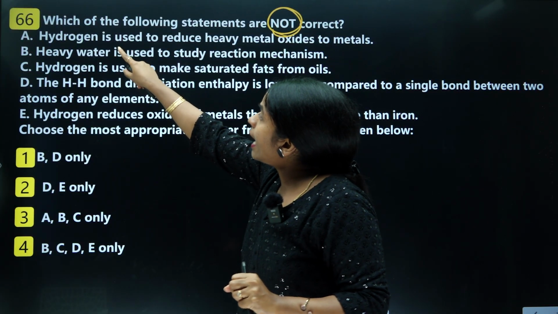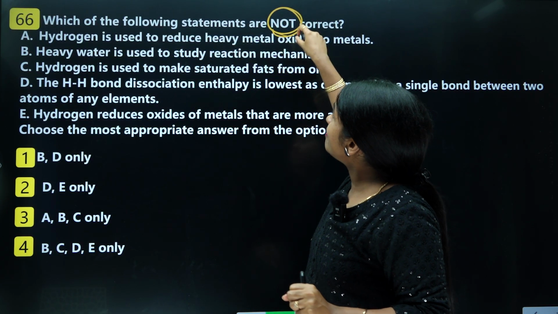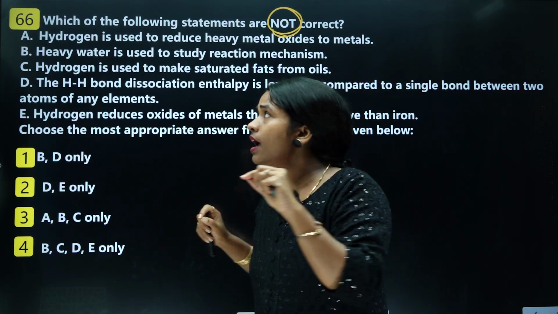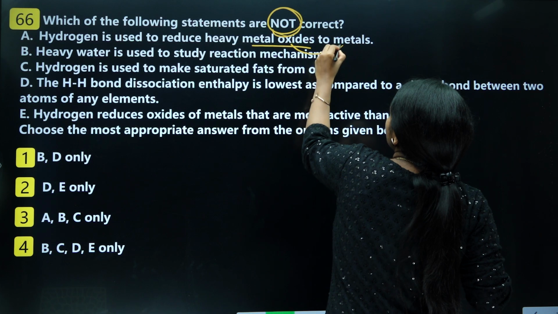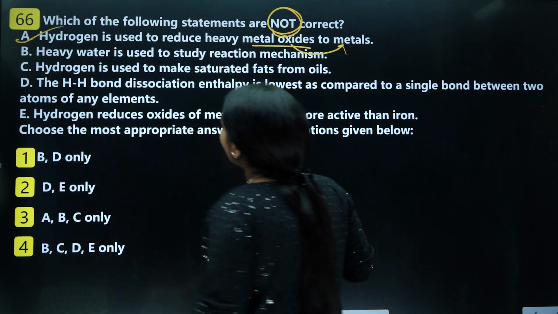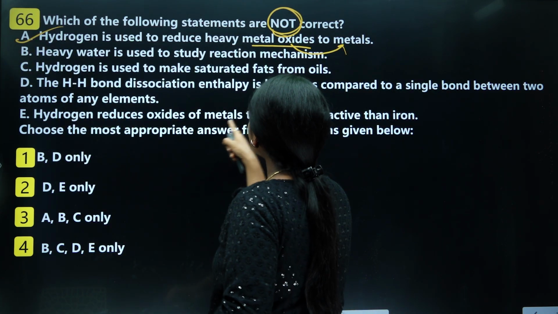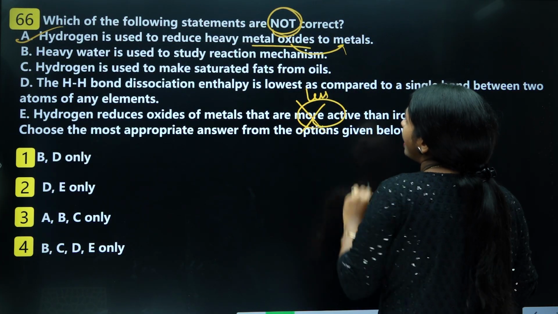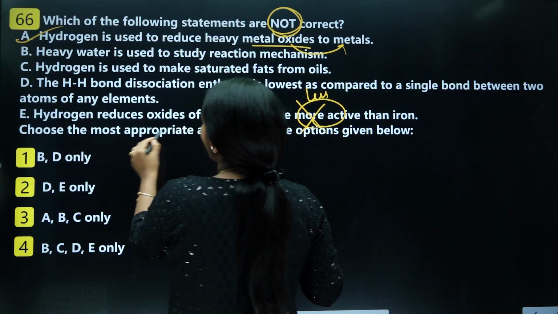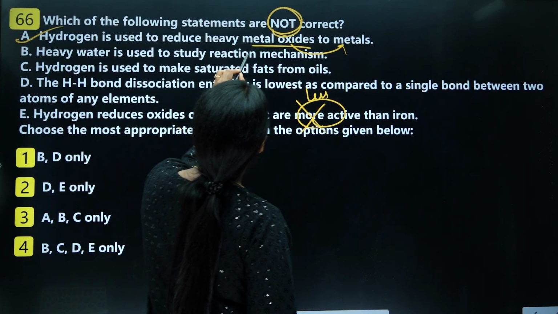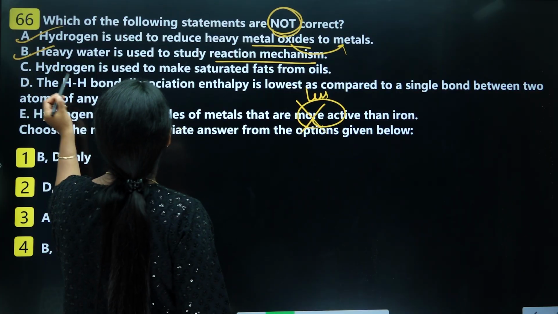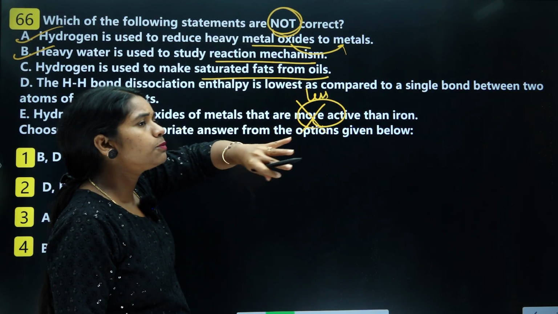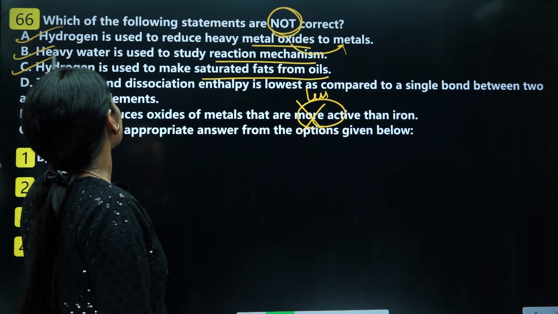And see here, hydrogen is used to reduce heavy metal oxides to metals. Correct option, hydrogen reduces that. And hydrogen reduces oxides of metals that are more reactive than iron is given. It is less reactive than iron, so this is a wrong statement. Hydrogen is used to make fats, vanaspati ghee we make from oils. This is also a correct statement.